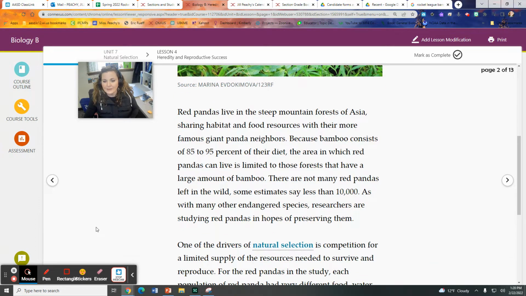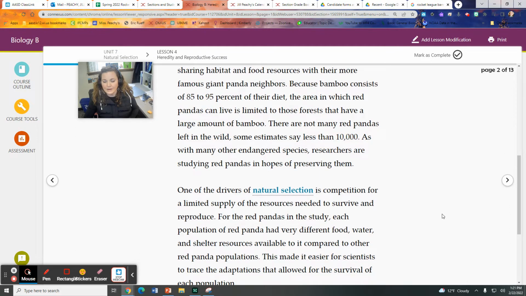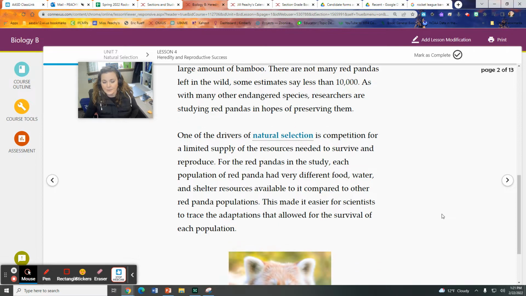However, there's not as many red pandas left in the wild. It says some estimate that there's less than 10,000. They are endangered, so scientists are studying these guys. So, talk a little bit about natural selection.